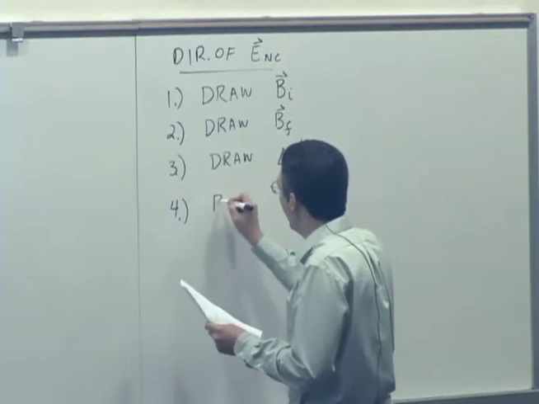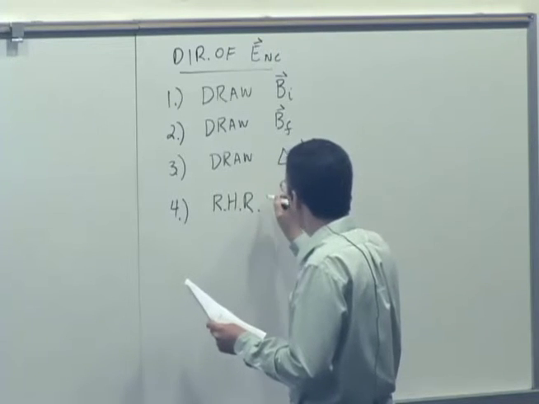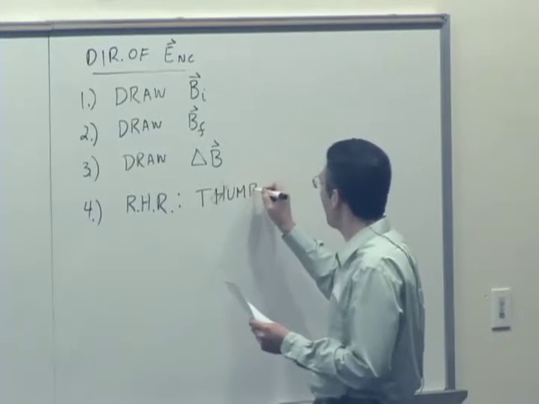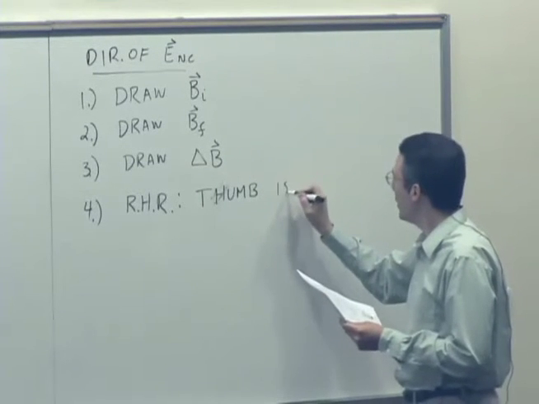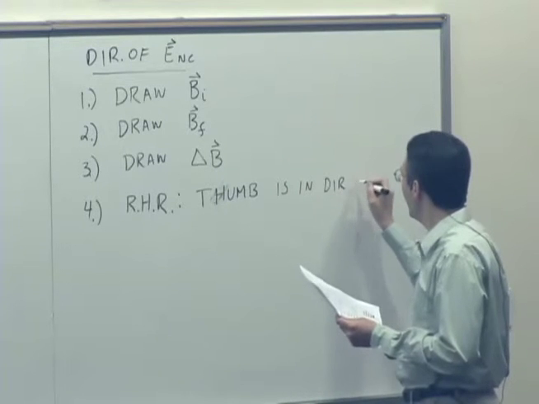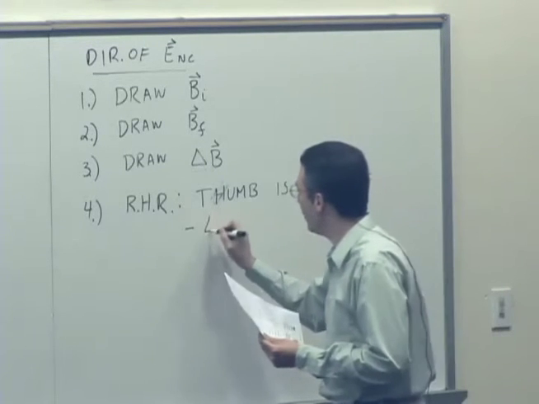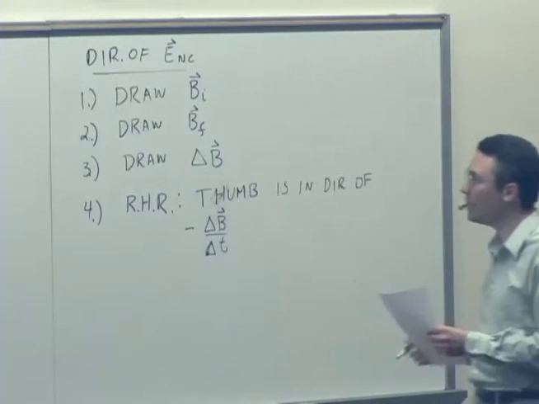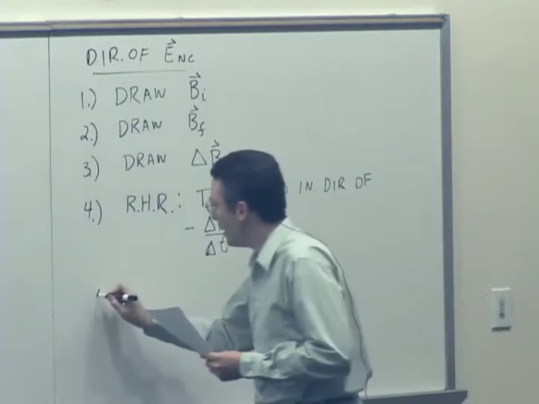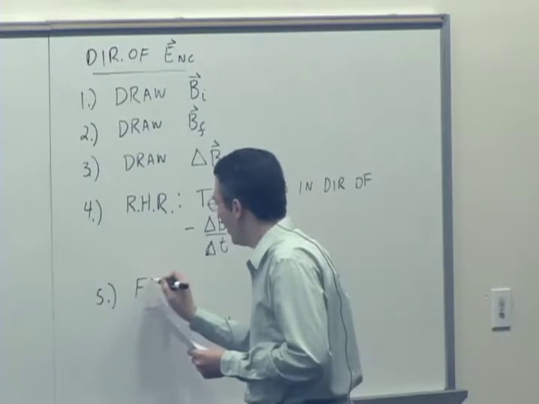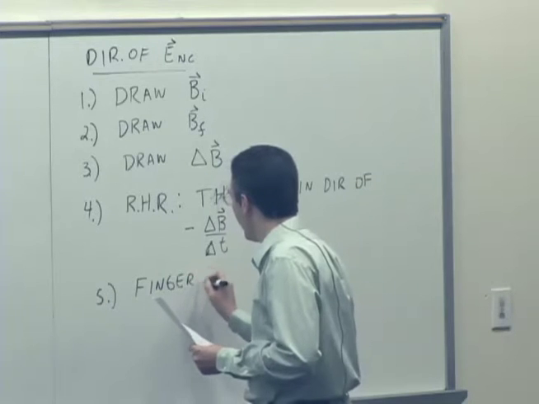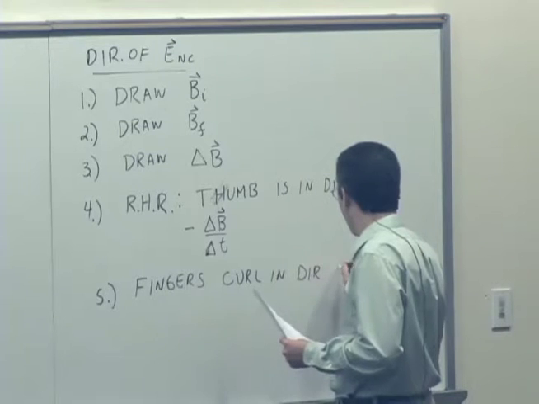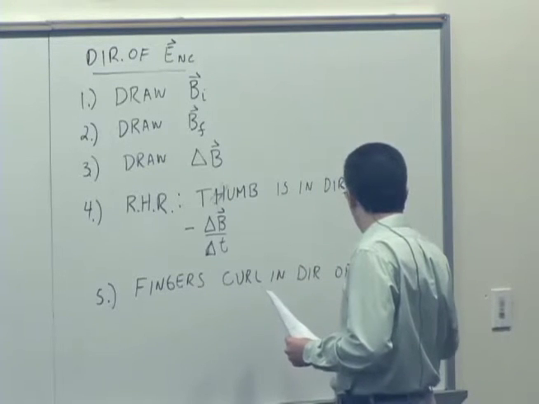And then you have a right-hand rule, which says that your thumb is in the direction of negative dB dt, or if we're just making this approximation, delta B over delta T. And then that can give us the fingers of your right hand curl in the direction of the non-Coulomb electric field.